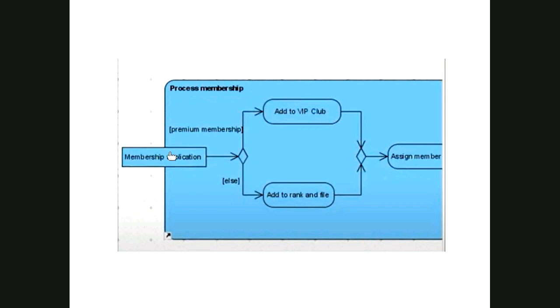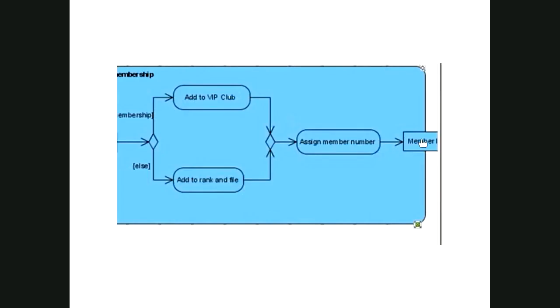So first you will receive the membership application, after that you will, अब इसके अंदर कुछ भी एक्टिविटी डायग्राम हो सकता है, this is just for an example. Then you perform the decision that whether that application which I have received is a premium membership or it is not a premium membership. If it is a premium membership, then add that application to a VIP club. If that is not a premium membership, then add it to some other thing. Then you merge both of the paths and finally you assign some membership ID to it and then you exit from here.